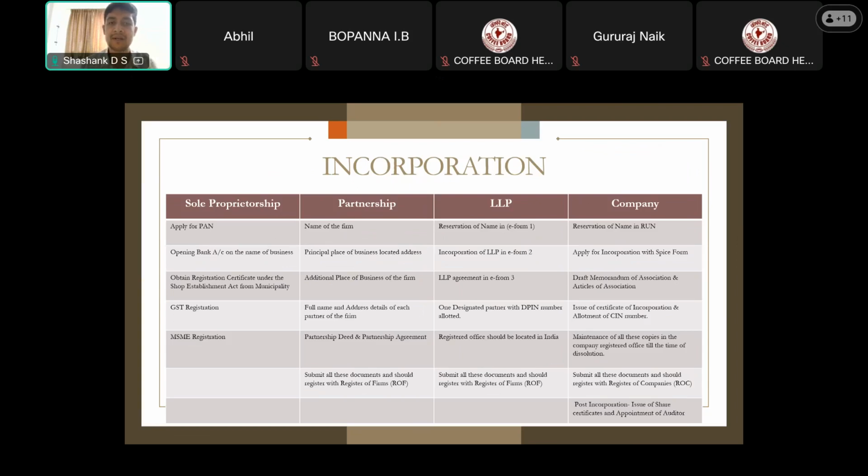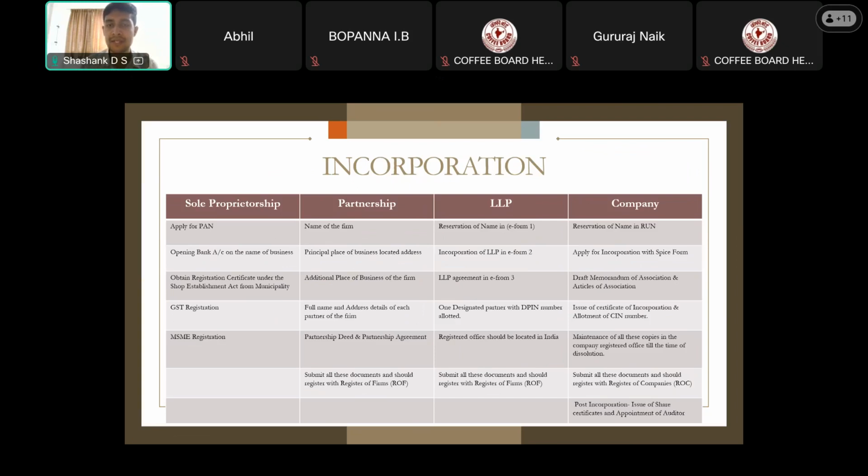It is a very important step one needs to consider. After having the partnership deed, rental agreement and PAN, that itself will not be sufficient. Registering your firm becomes very important, as I said, for the purpose of legal enforceability.